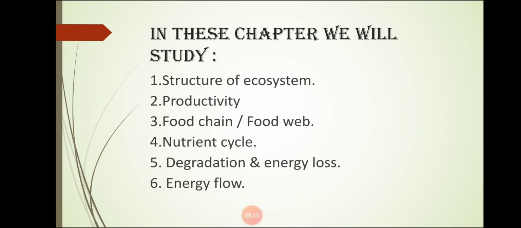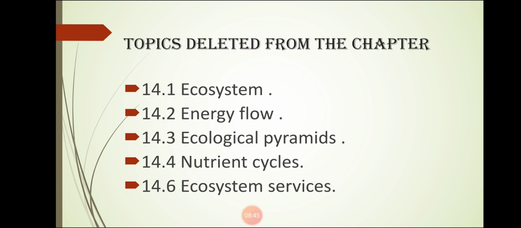In this chapter we were supposed to study the structure of ecosystem, productivity, food chain, food web, nutrient cycles such as phosphorus cycle, carbon cycle and nitrogen cycle, degradation and energy loss, energy flow. But since there is a 25% reduction in your syllabus, most of these topics are deleted, so we will not be studying these topics.